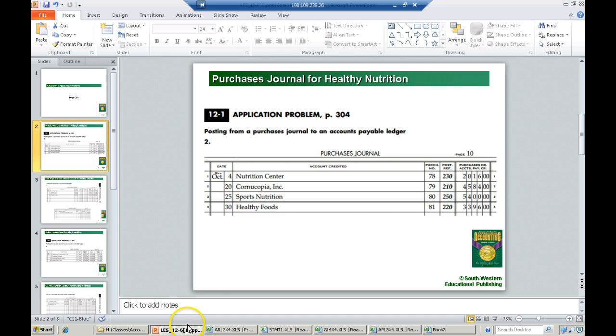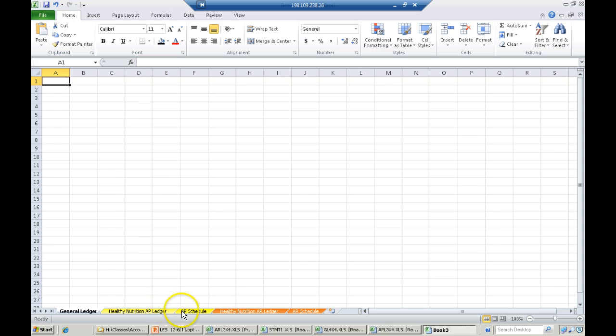Okay, so let's go to the application problems. We're going to take the purchases journal. Anything that's recorded in the purchases journal, as we purchase merchandise on account, the two accounts affected are purchases debit and accounts payable credit. This means that we owe them at a later time. It's coming from P10, or page 10, of the purchases journal. Let's go ahead and create some of these accounts in our accounts payable ledger.